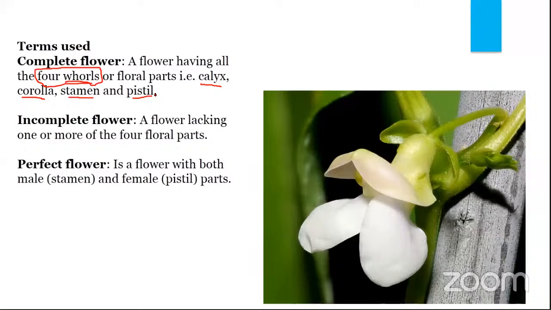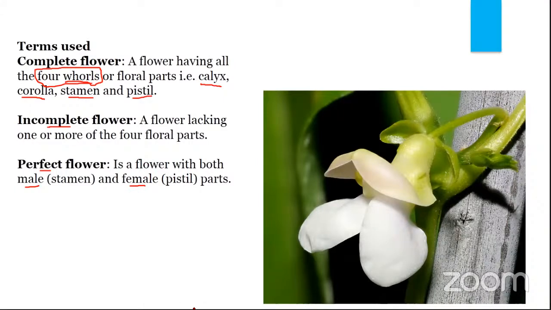And then it is incomplete if it is lacking any of those four above. We shall consider it as an incomplete flower, okay? And then it will be perfect if a flower has both the male and the female parts. That is a perfect flower.